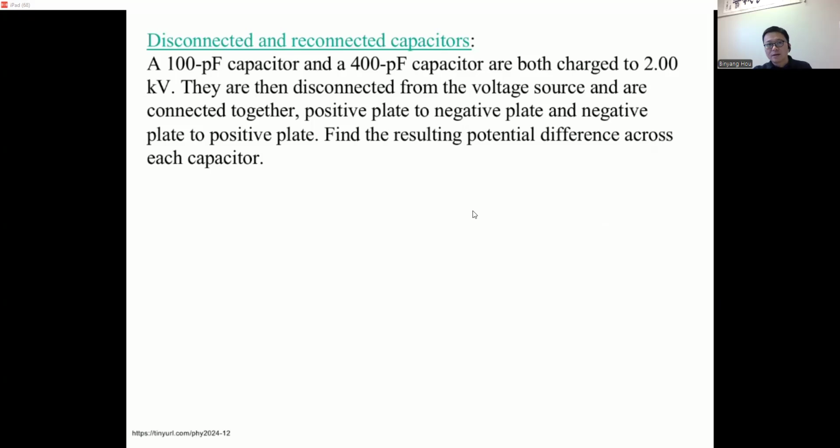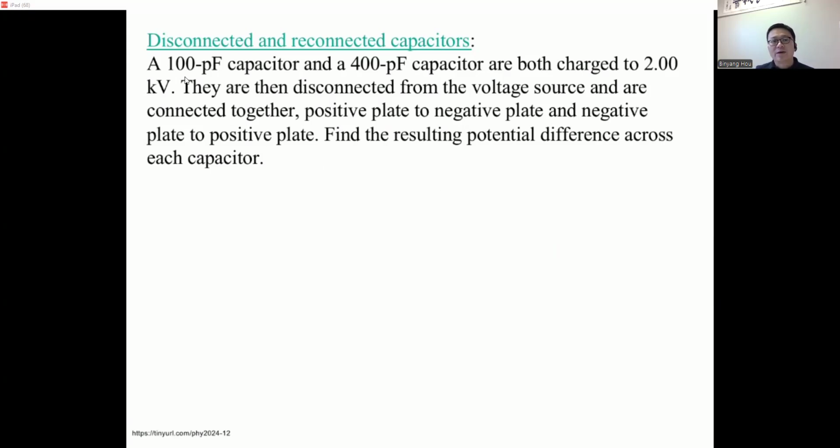Next, let's take a look at disconnected and reconnected capacitors. Okay, so capacitors store energy and charge, and what we want to do later on is actually get the charge out. Okay, so a lot of times it happens you charge it and then discharge it. Okay, so let's see what this one is about.